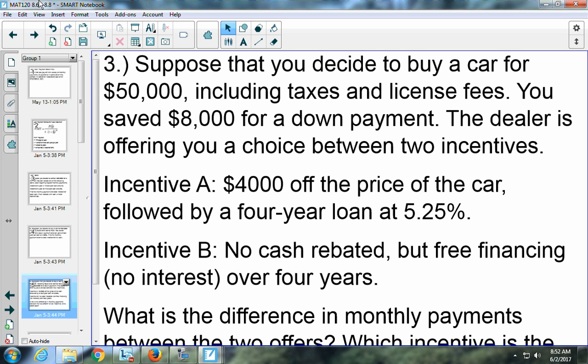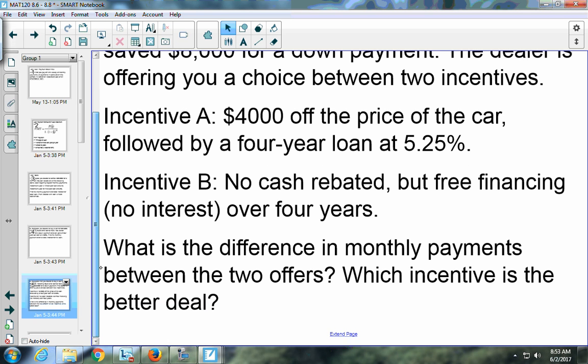Suppose that you decide to buy a car for $50,000, including taxes and license fees. You saved $8,000 for a down payment. The dealer is offering you a choice between two incentives. Incentive A is $4,000 off the price of the car, followed by a 4-year loan at 5.25%. Incentive B is no cash rebate, but free financing, which means no interest over 4 years. What is the difference in monthly payments between the two offers? Which incentive is the better deal?